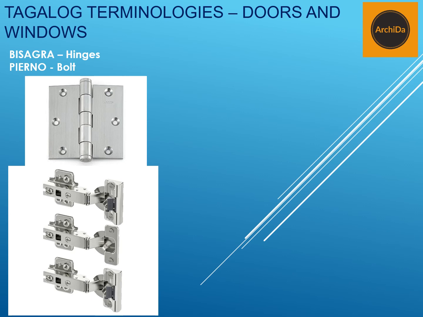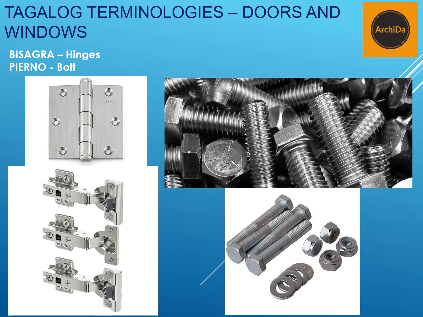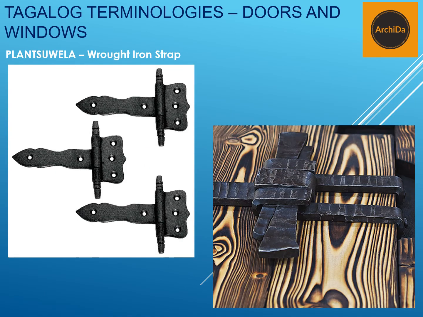Bisagra are the hinges. It's either the door hinges or cabinet hinges, while pierno is the bolt, which is either used as structural membranes or used in the structural connections in the structure. Planchuela is the wrought iron straps. In the olden days, they used wrought iron for hinges or for strapping. Now they only use this for architectural finishes.